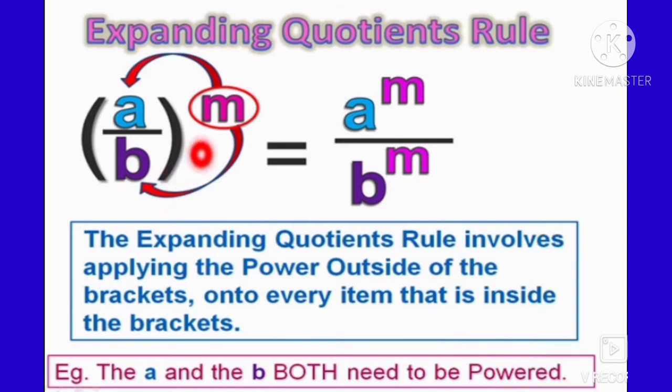So a by b the whole power of m can be written as a to the power m divided by b to the power m. So the exponent m can be applied to the bases in the quotient form. Here a and b both need to be powered.